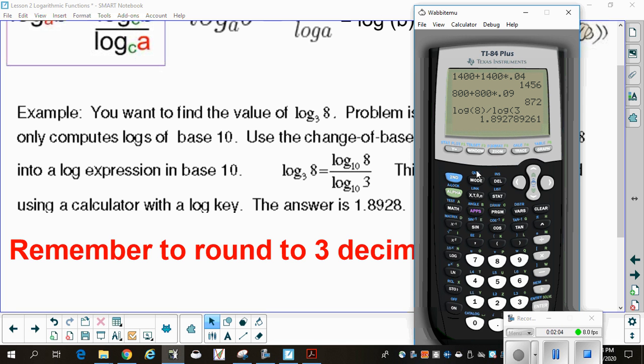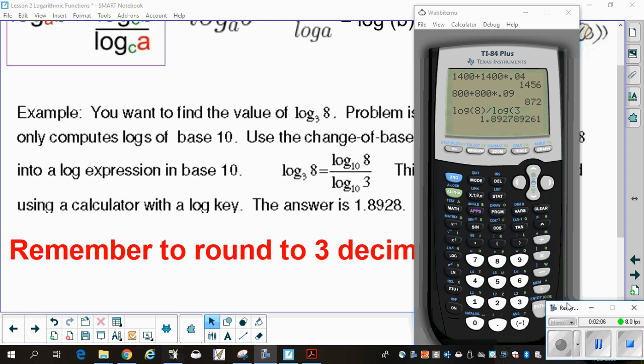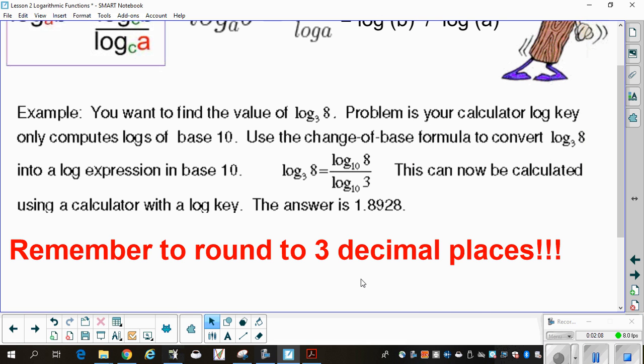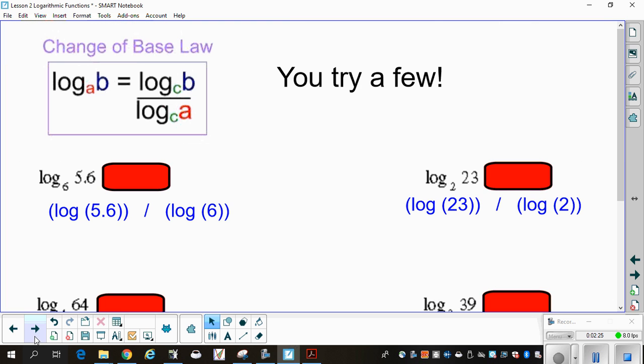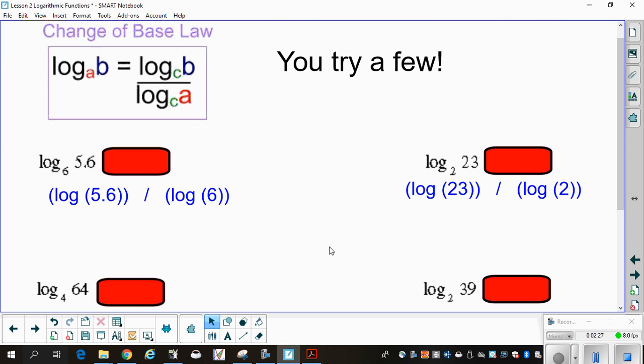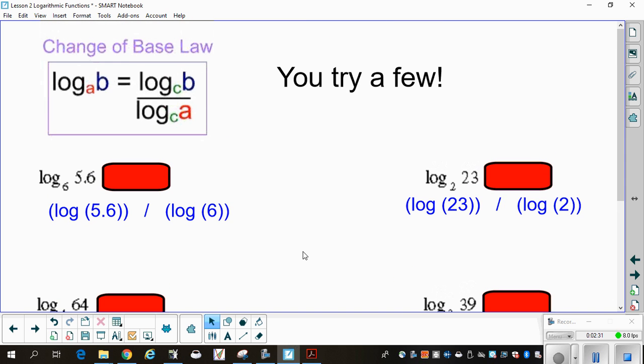Now, I will tell you that there is an easier way that we're going to look at if you have a graphing calculator or you have access to Desmos. But there are going to be times where that's not possible for whatever reason, and you're going to need to know the change of base formula. Typically, you're going to round to 3 decimal places. So, change of base law. Try these 3. I've set them up here for you.